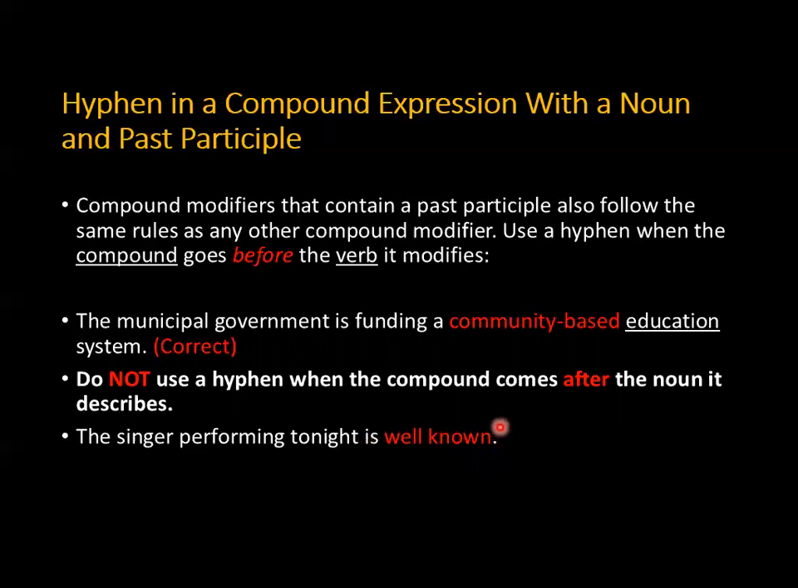The municipal government is funding a community-based education system. Where is the participle here? The past participle is based, and where's the noun? Community. So together, they make a modifier, which consists of a noun and a past participle, and they come before the word that they describe, which is education system. So community-based here should be hyphenated.